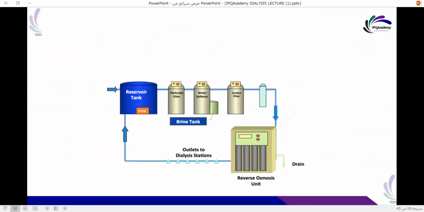Here is the picture for the dialysis water treatment station. Here is the reservoir tank of the potable water coming from the municipal water. Here are the filters, and this is the reverse osmosis, which is the main hero of the process of water treatment. Then the water passes to the dialysis station.